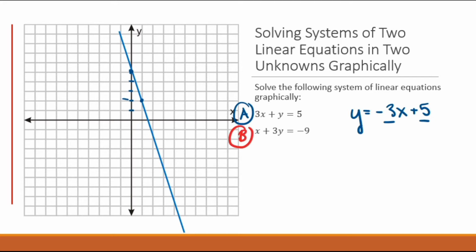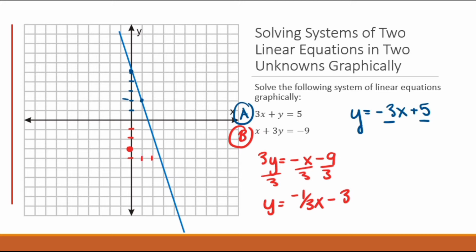Line B. All right, going to rearrange again. A few more steps here. 3y equals negative x minus 9. I need to divide the equation by 3 to isolate y. And I get y equals negative 1 over 3 x minus 3. Okay, so what happens with this line? It's going to have a y-intercept of negative 3, which is right here. The rise is negative 1, so I go down 1. And the run is 3, and I go over 3. 1, 2, 3. So between those 2 points is where I want to hit.